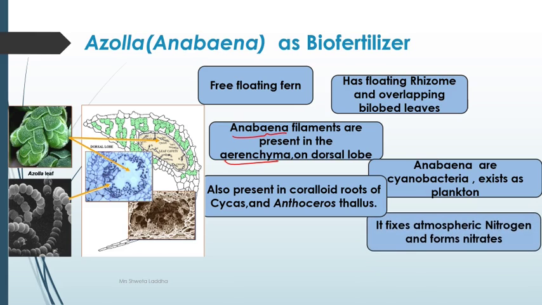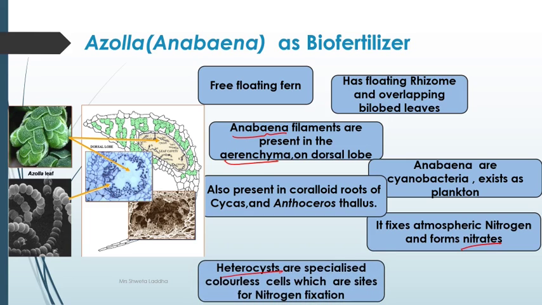What is the function of this Anabaena? It helps in fixing atmospheric nitrogen and converting it into nitrites and nitrates. It has a specialized region which is called the heterocyst. This filamentous form has a specialized region, the heterocyst, which is colorless, and this acts as a site for nitrogen fixation. So Anabaena, a blue-green alga present in symbiotic association with the free-floating fern Azolla, acts as a nitrogen fixer and helps the plants as a biofertilizer, especially paddy crops, Cycas plants, or Anthoceros.